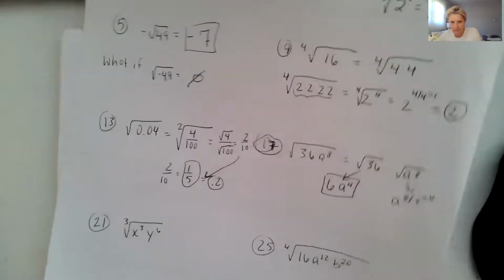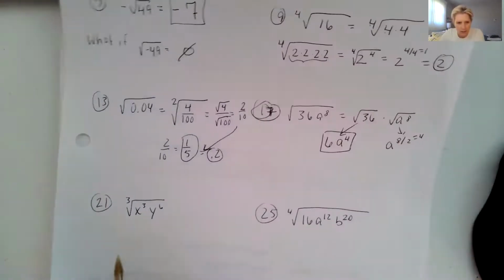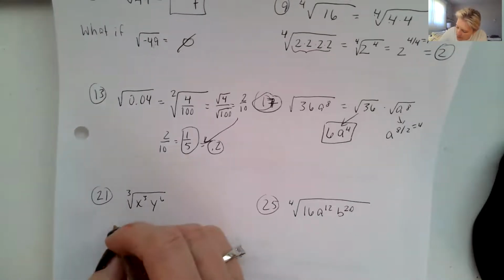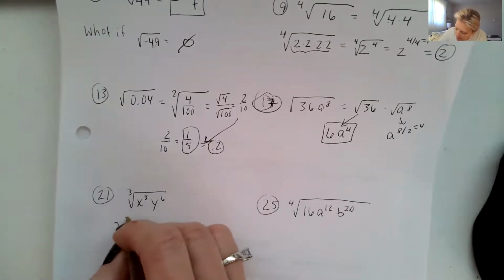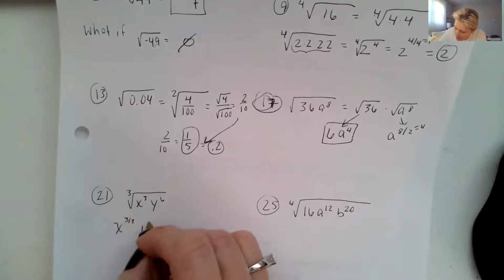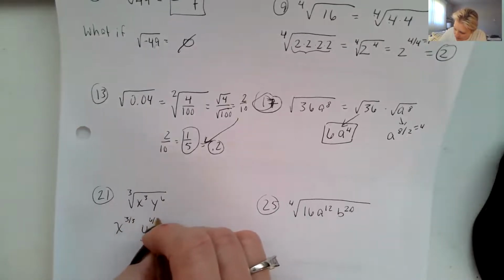You're going to see more of these. 21. Again, we're going to write it as the rational exponents because it helps us simplify easier. X to the 3 over 3 and y to the 6 over 3.